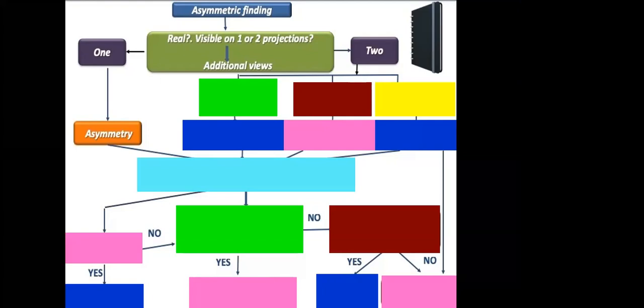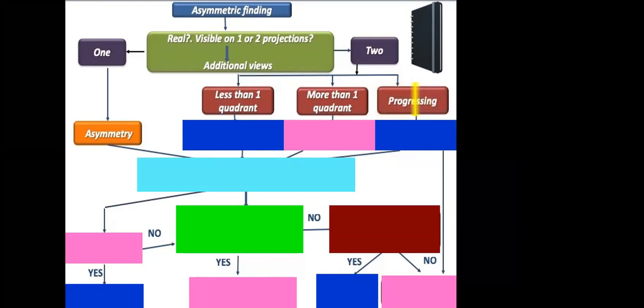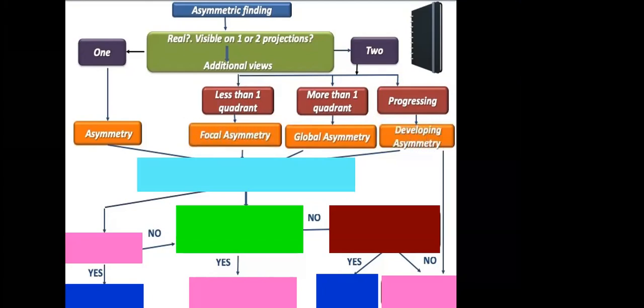It will be either focal, or global, or developing. If it is less than one quadrant, or more than one quadrant, or progressing or new. If it is more than one quadrant, it will be global, less than one quadrant focal, or progressing or new, it will be developing. Okay, so I need to go further to differentiate all these types. Is it just an asymmetry, normal tissue, superimposition or island of normal tissue or whatever normal variance, or a real lesion, or is there any underlying real lesion?